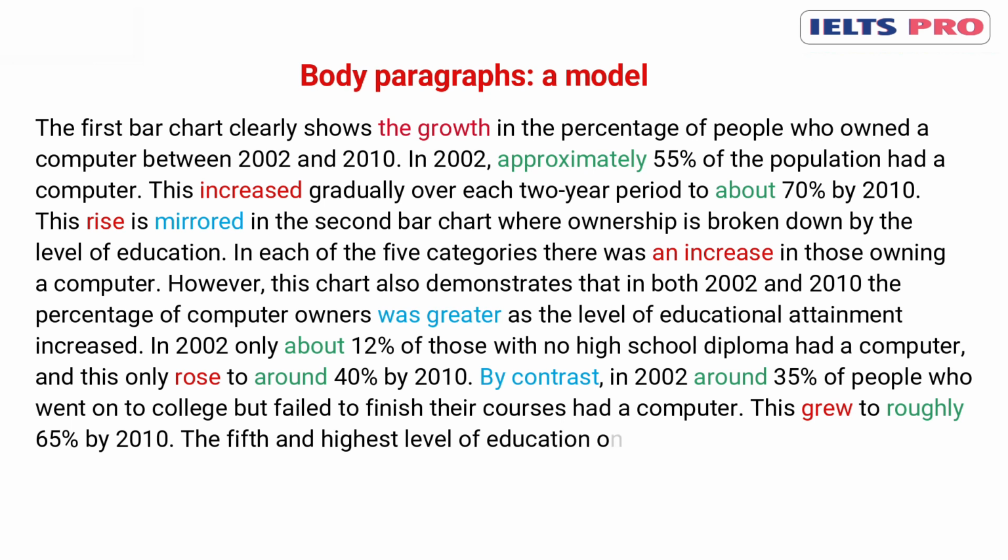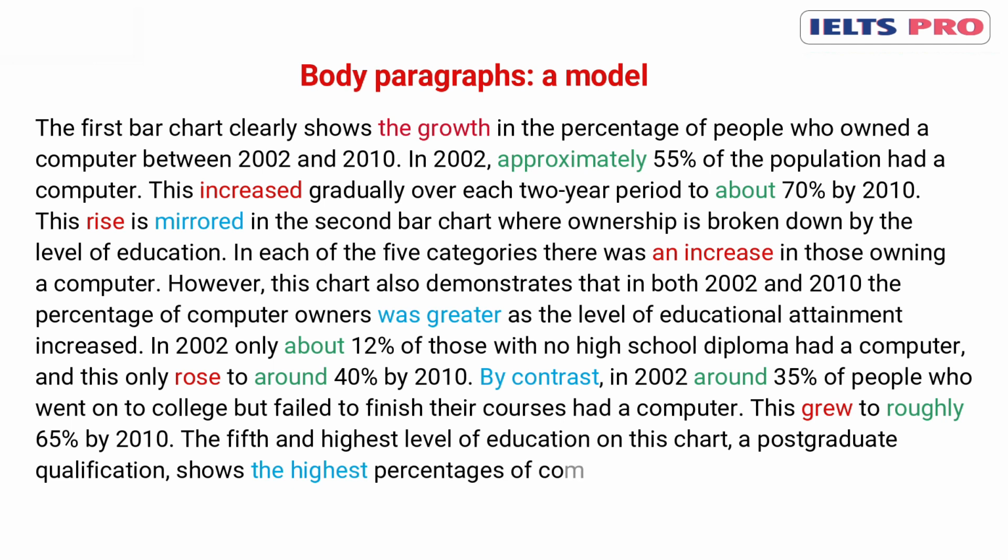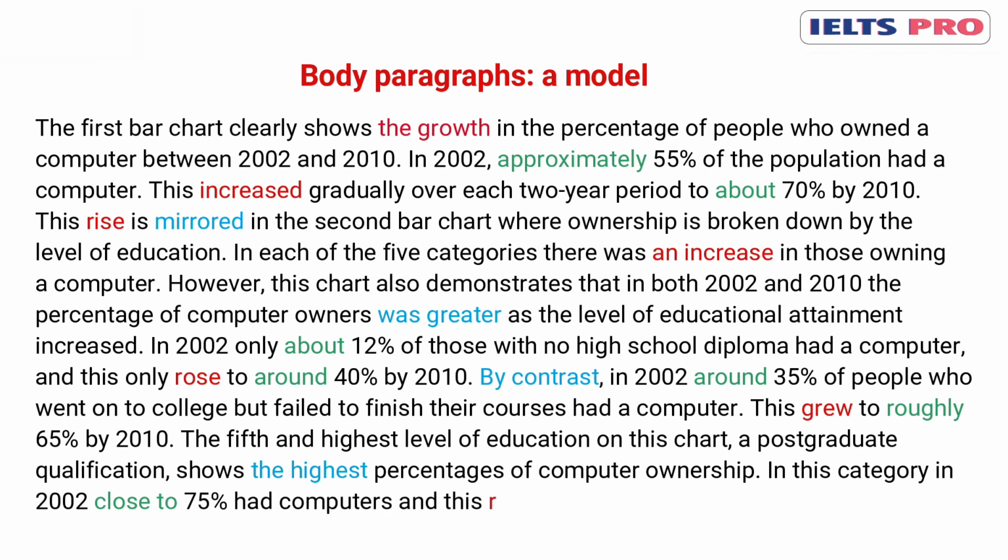The fifth and highest level of education on this chart, a postgraduate qualification, shows the highest percentages of computer ownership. In this category in 2002 close to 75% had computers, and this rose to over 90% in 2010.